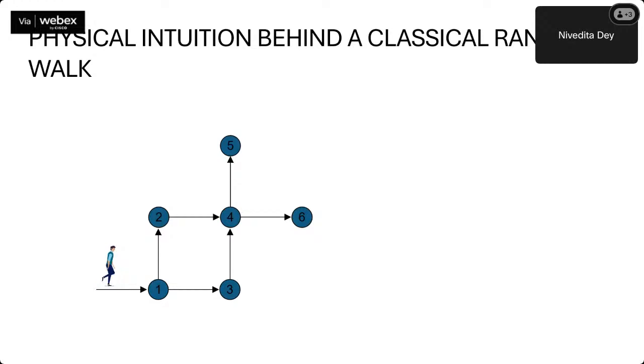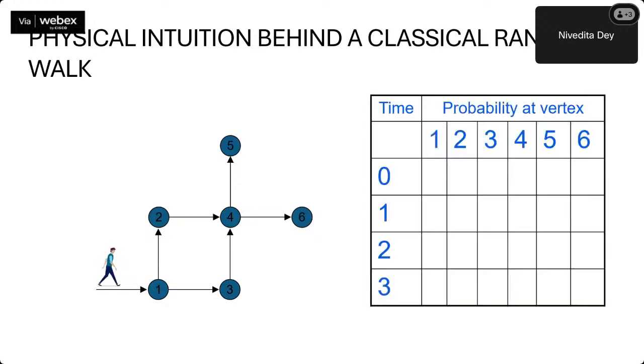The physical intuition behind a classical random walk: at every point 1, 2, 3, 4, 5, 6, what is the probability that the traveler or the particle can move? From 0, with 100% probability it will go to 1. Now from 1, with half probability it can go to 2 and half to 3. This is the way the classical random walk works. That is the illustration. Now from 2 and 3, I am converging to 4, so it will be 1. And again from 4, I am going to 5 and 6 at time instance 3, so it's half and half. Likewise, you can see.